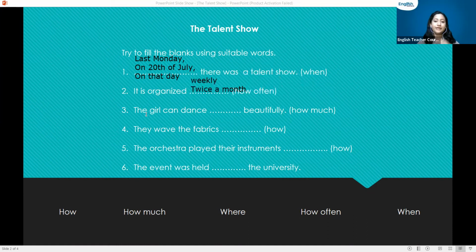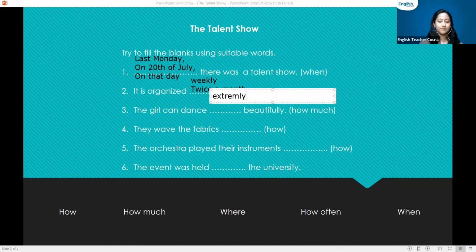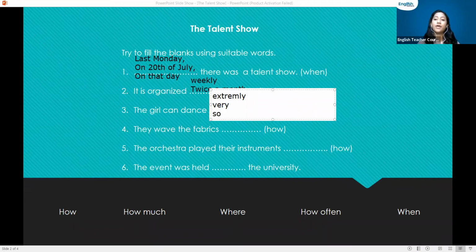The other way is telling how much. The girl can dance blank beautifully. So here, how is given. How well can she dance? Beautifully. How beautifully? Extremely. You can say extremely. Very. So beautifully is okay when you speak, but in writing you cannot say so beautifully. Keep that in mind. So I will write that in another color.